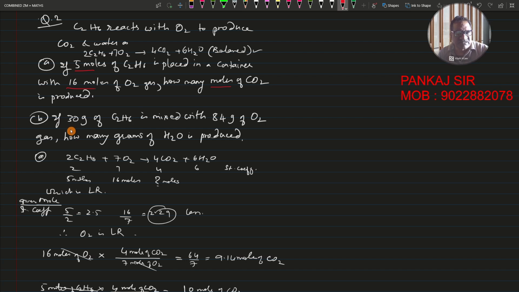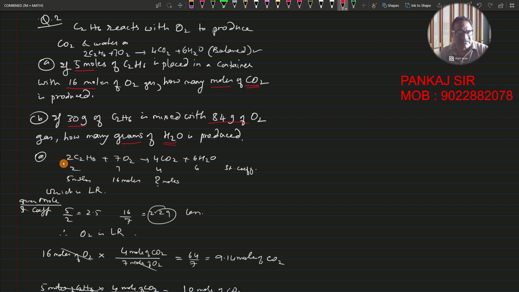In the B part of the question, you can see that the ethane has been taken 30 grams, and it is mixed with 84 grams of oxygen. And now they have asked you the product H2O. This time it is not CO2, but it is H2O. And here again, they have asked you the grams of H2O that is produced. So the B part is dealing totally with grams. That is the difference between these two questions. Otherwise, the approach is going to remain the same. So let us start with the A part of the question.